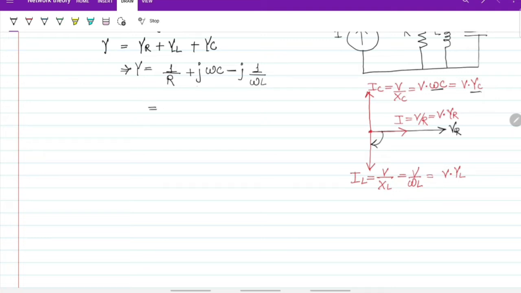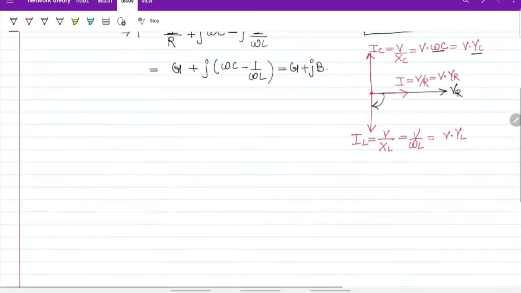Now what is 1 by R? 1 by R is conductance plus J, this is susceptance, omega C minus 1 by omega L. So I represent this by G plus J B, where G is conductance and B is susceptance.